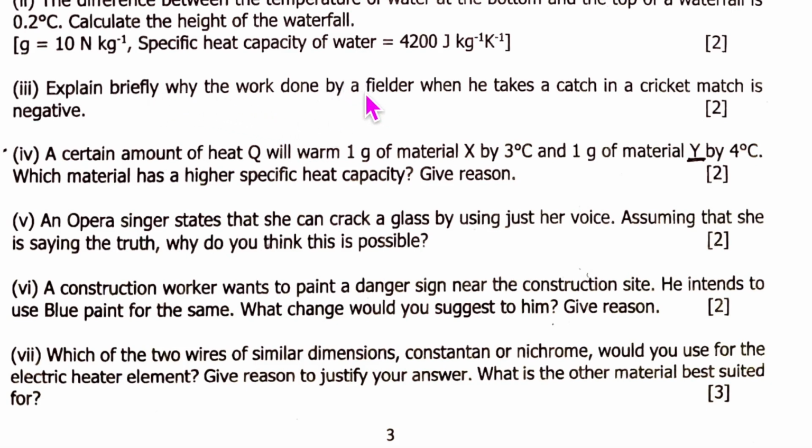Why is the work done by the fielder when he takes the catch in a cricket match negative? Now they're already telling you that the work done is negative, which means theta must be 180 degrees. If 180 degrees, it means the two are going to be in opposite direction, correct? The force and the displacement, correct? So how are you going to word it?